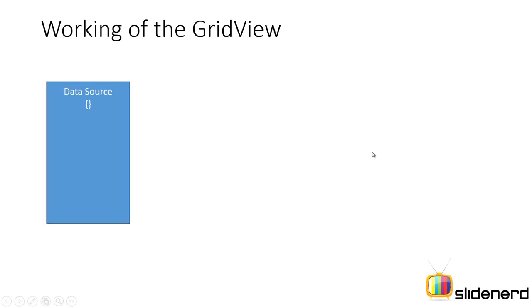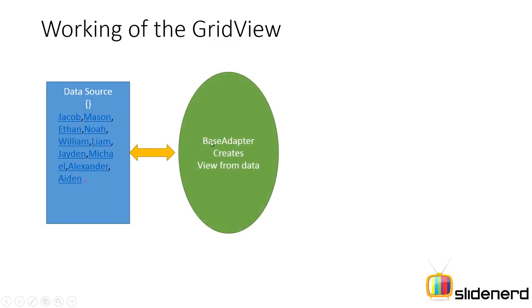So here on the left side, I have a data source. It contains some names like Jacob, Mason, Ethan, Noah, whatever. Now, this data source can be anything. It can be an SQLite database. It can be some simple XML file. It can be your strings.xml file. That doesn't matter. What matters is you have this base adapter.